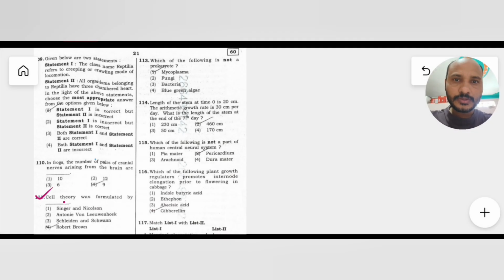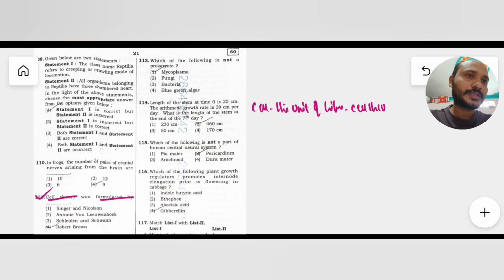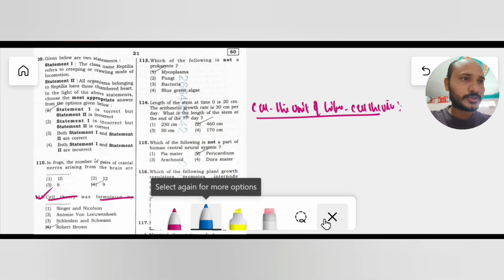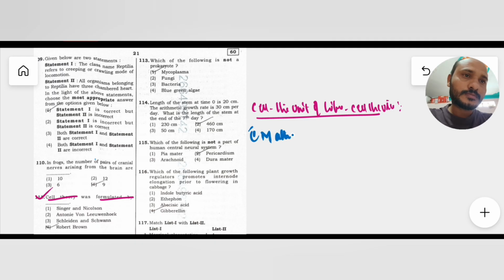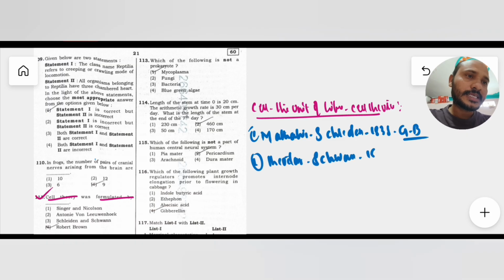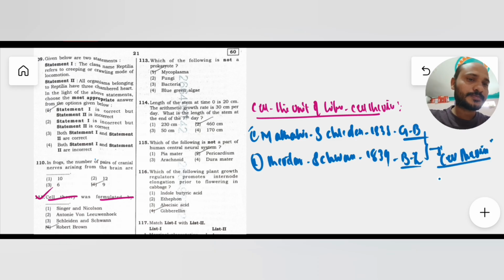Now, next one, question 111. Cell theory was formulated by. This question is framed from the chapter Cell: The Unit of Life, and it mainly focuses on cell theory. Before reading all the scientists' names, let's start with the importance of cell theory and how it was formed. Generally, the cell theory was formulated by two important scientists. The first one, Matthias Schleiden in 1838, was a German botanist, and one more scientist, Theodor Schwann in 1839, one year later, was a British zoologist. Both jointly proposed or formulated the cell theory.